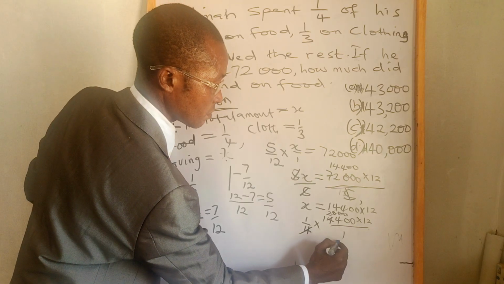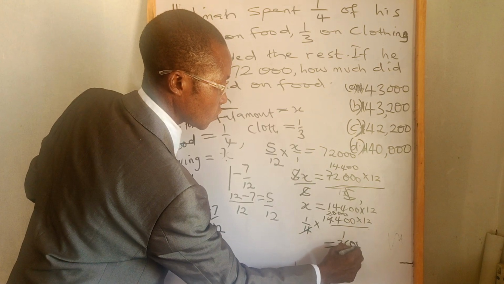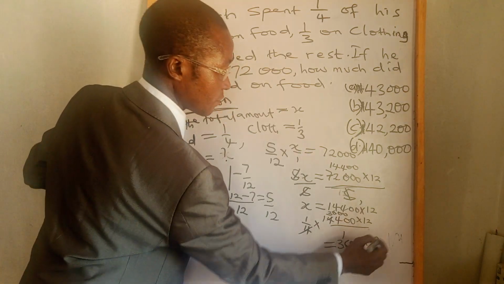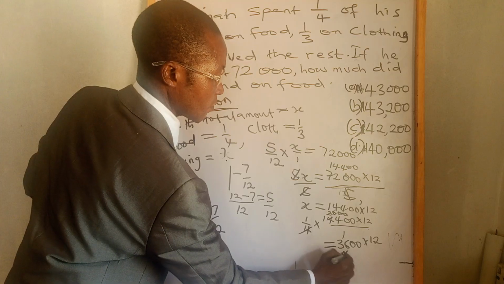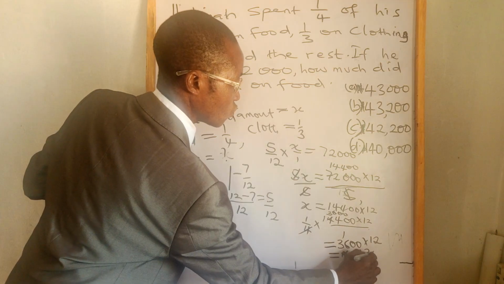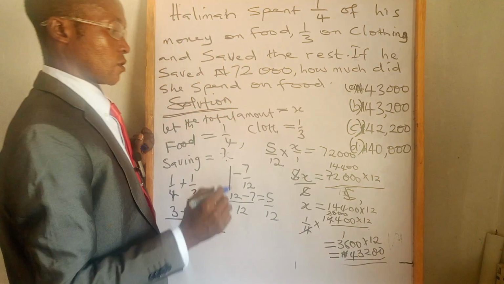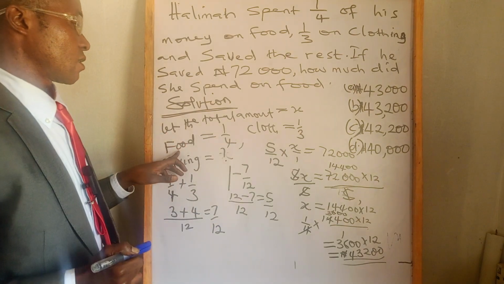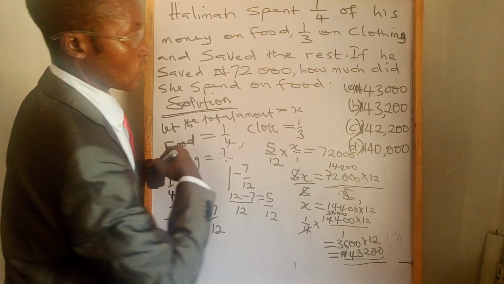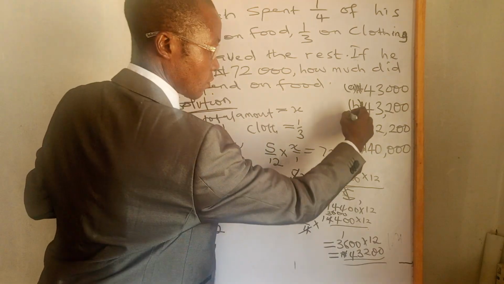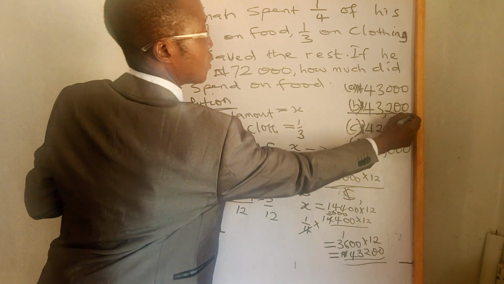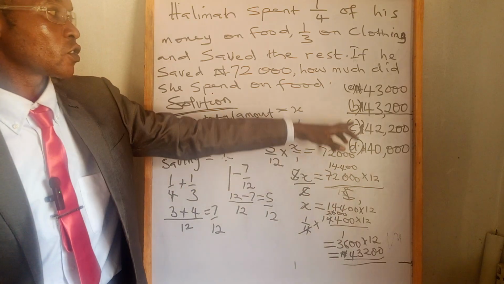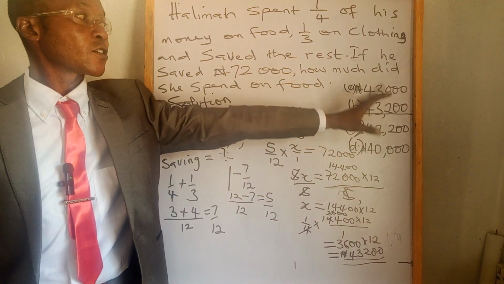So the whole thing becomes 3,600 multiplied by 12. And when you do that very well, you are going to get 43,200 naira. That's the total amount Halima spent to buy food items. So when you look at the options very well, you discover that option B is the correct answer. She spent 43,200 naira to purchase food items, that is option B.